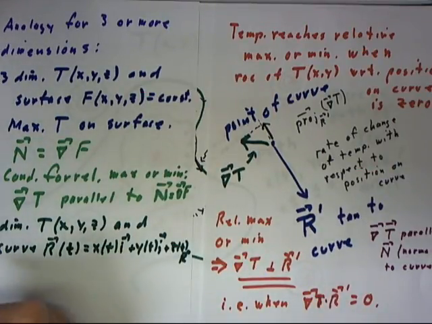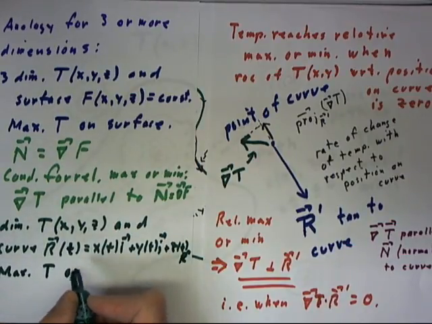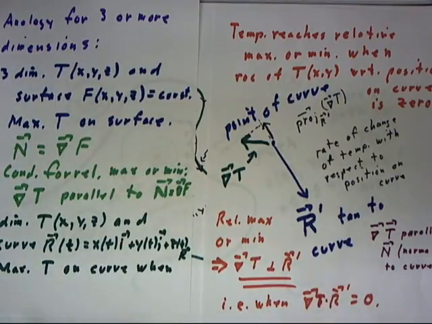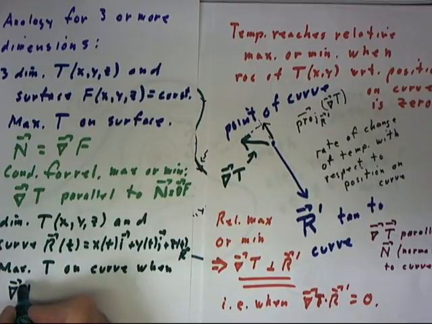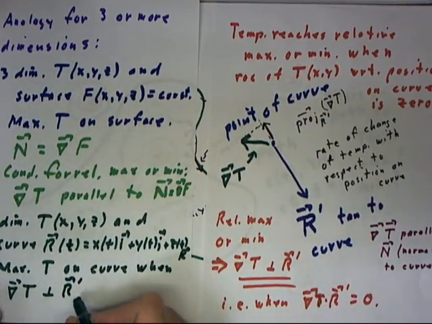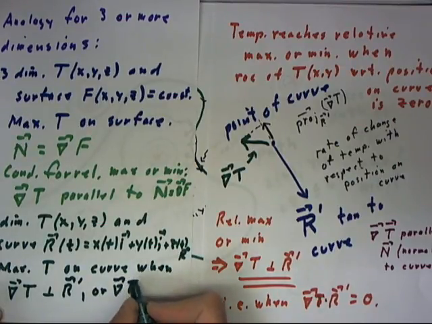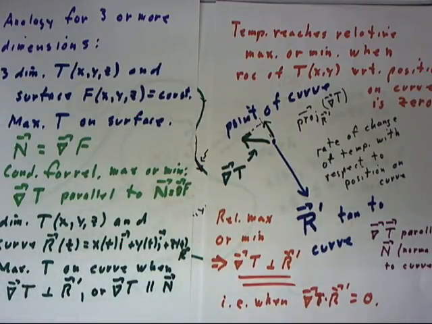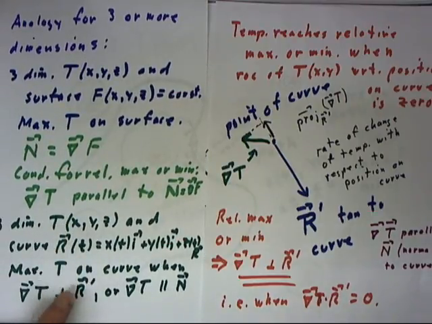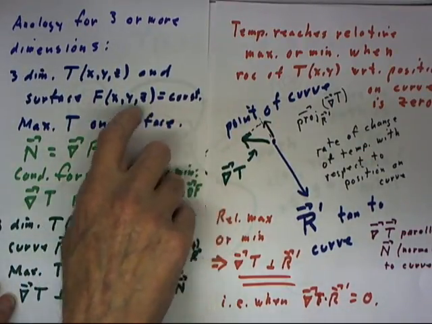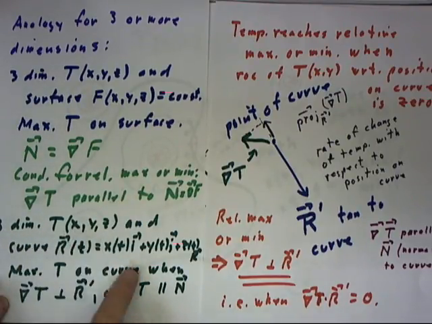Then you have a maximum temperature on the curve when what? Well, now we have a curve, we have a normal vector. That occurs then when the gradient of t is perpendicular to our unit tangent vector, or the gradient of t is parallel to the normal vector. I'm not sure if I just called that unit tangent vector, but that's just a general tangent vector. So that in any case, the condition that the gradient of t be parallel to a normal applies whether you're talking about a normal to a surface in 3 dimensions or a normal to a curve in 3 dimensions.